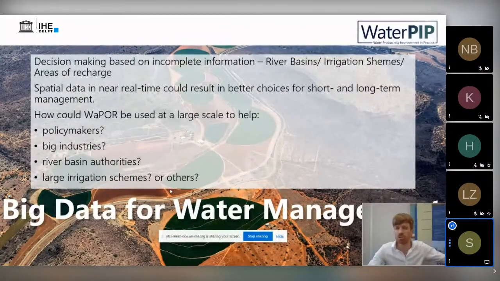It could help policymakers, perhaps, in making decisions in terms of how to manage their water resources, big industries, how to anticipate what is going to happen within the area that they are working in terms of water, but also in terms of climate that is changing, river basin authorities managing water, or large irrigation schemes that are really managing the water for the productive purposes that they have.